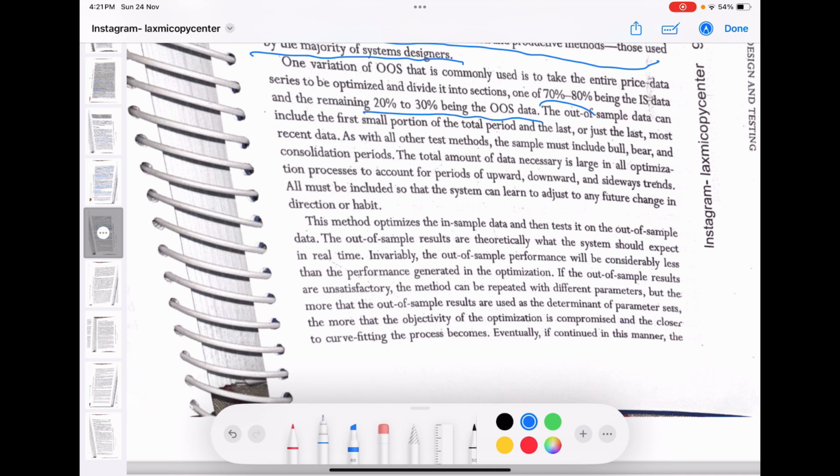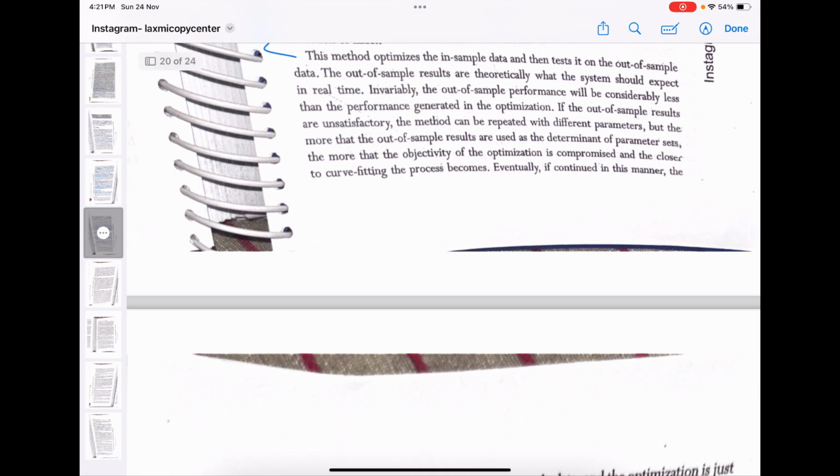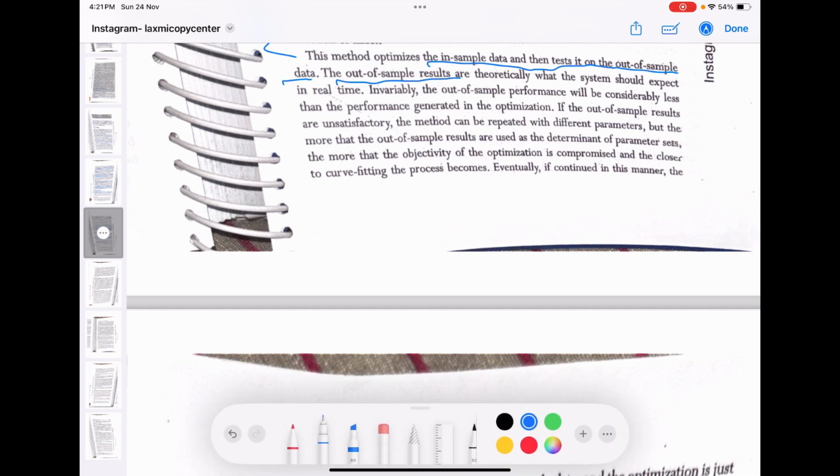So this is the out of sample data, right? And this includes either the first small portion of the total period or just the last, most recent data. Okay, and you are going to do all of the studies on this so that you can identify how it works. This method optimizes the in sample data and tests it on the out of sample data. The out of sample results are theoretically what the system should expect in real time, right?